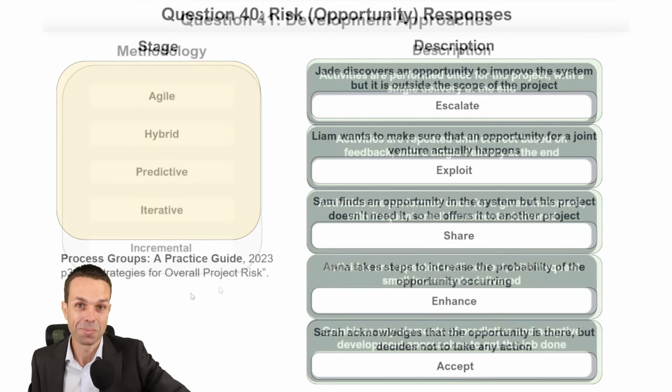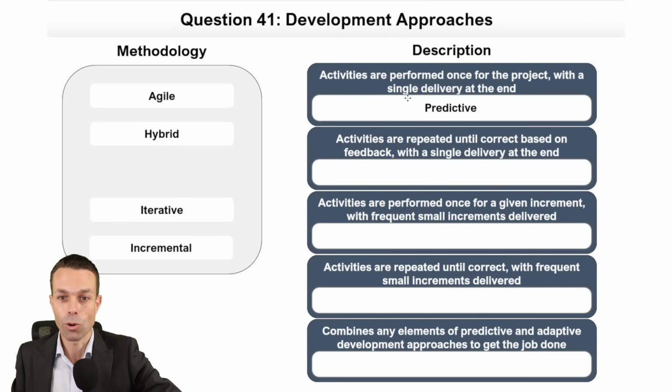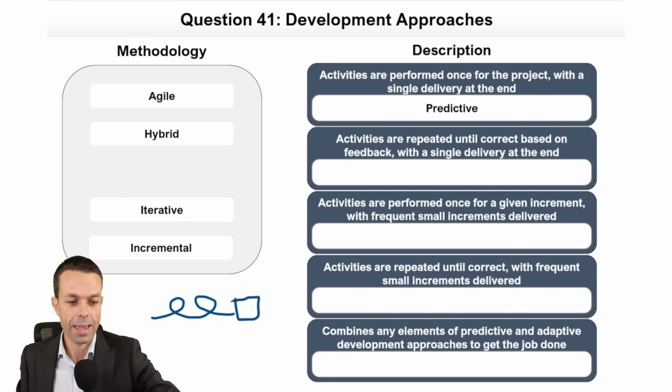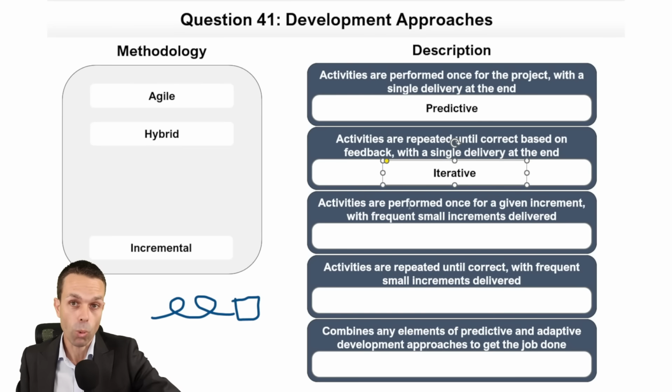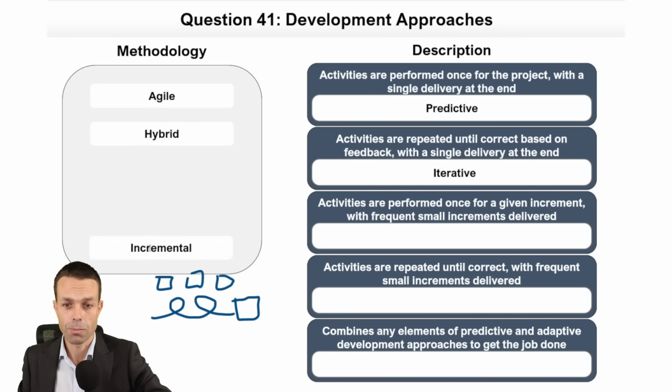Development approaches. Activities are performed once for the project with a single delivery at the end. That sounds like a predictive or a waterfall method, or a traditional method, they might call it as well. Activities are repeated until correct based on feedback. So repeated until correct with a single delivery at the end. That sounds to me like we're iterating towards success there until the end. Activities are performed once for a given increment. So just for a particular increment, for each increment, we must be using an incremental approach.